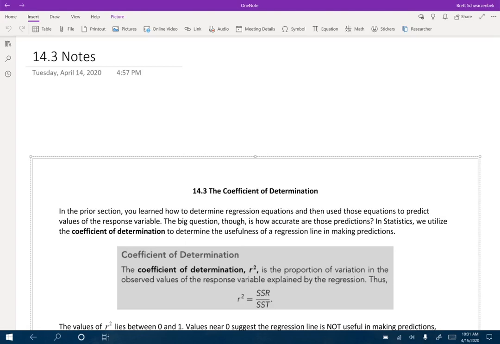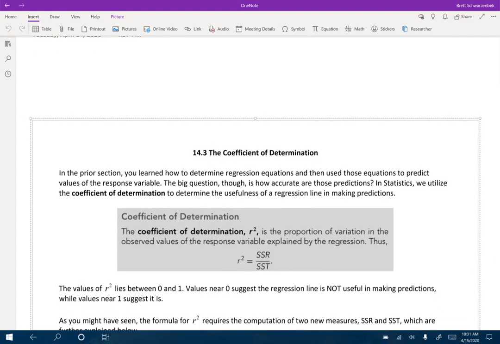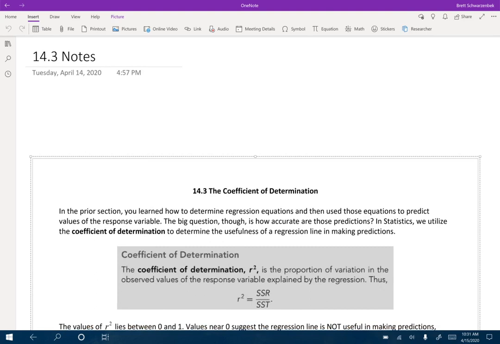The 14.3 notes for statistics honors. In the beginning of chapter 14, we talked about best fit lines, specifically least squares regression equations. These were used in order to predict future or present values of a response variable. But the one thing that we didn't talk about was how accurate these lines are.